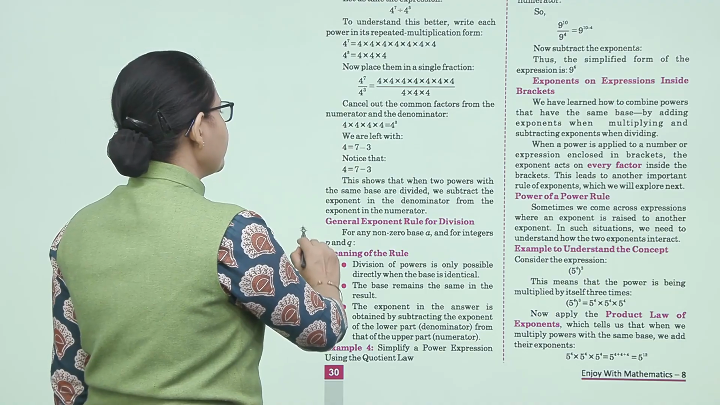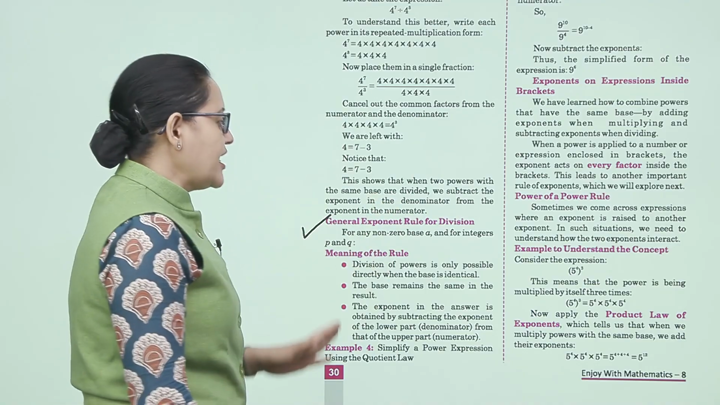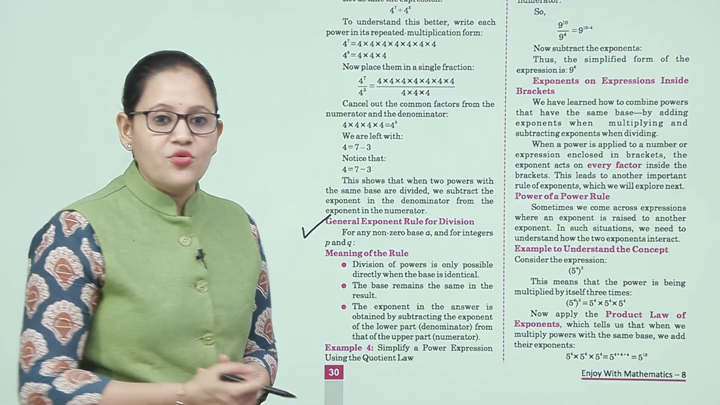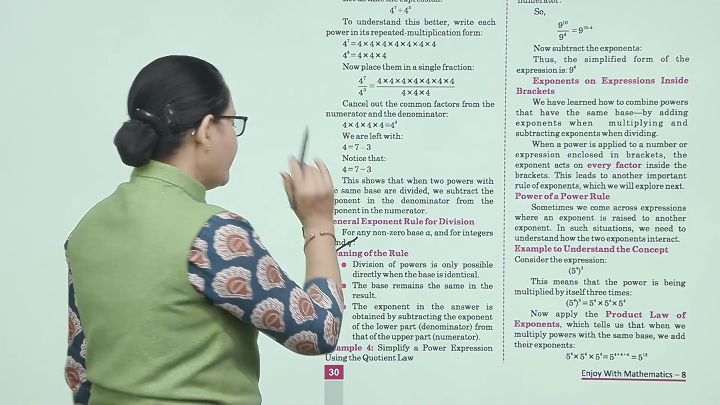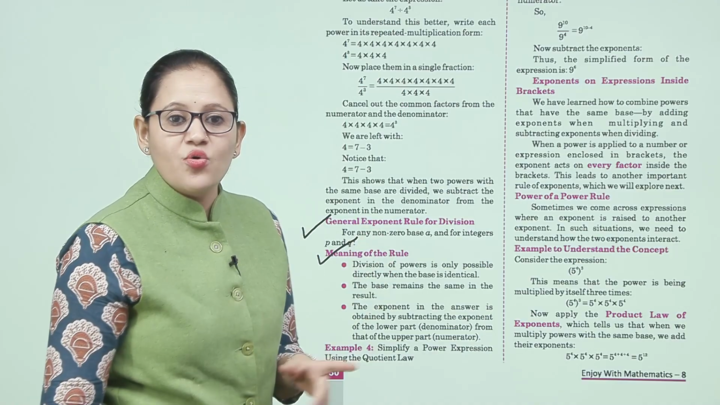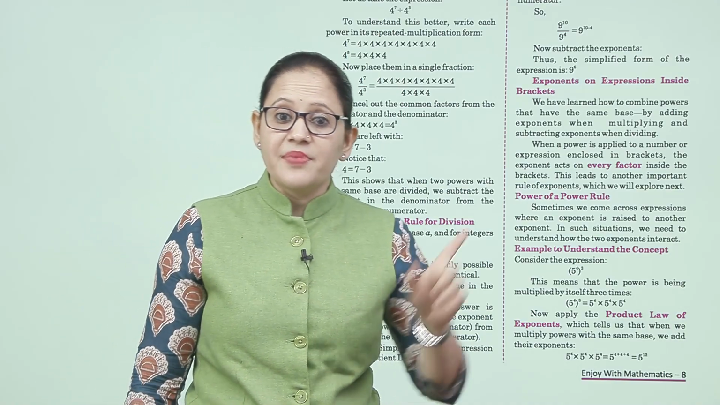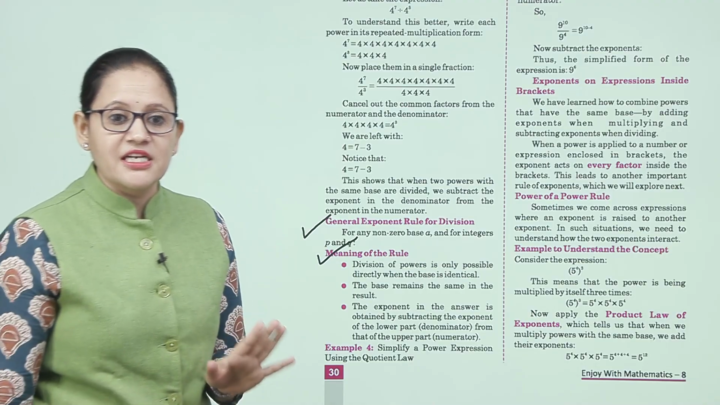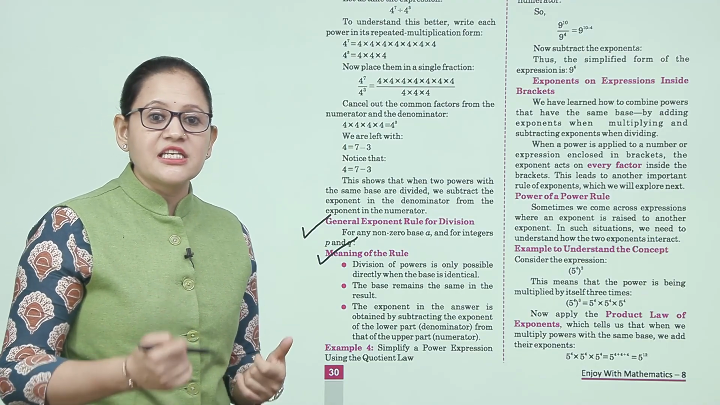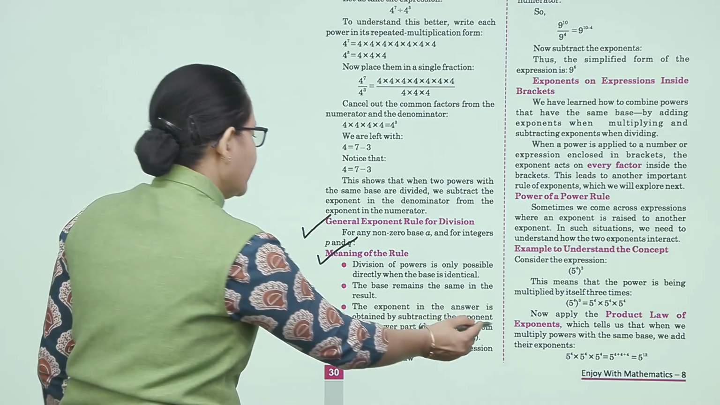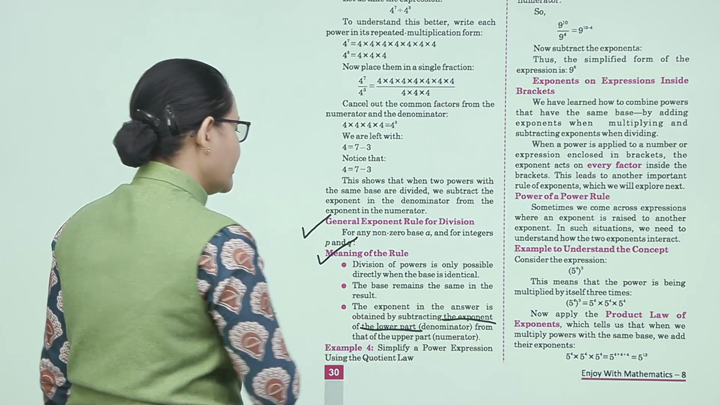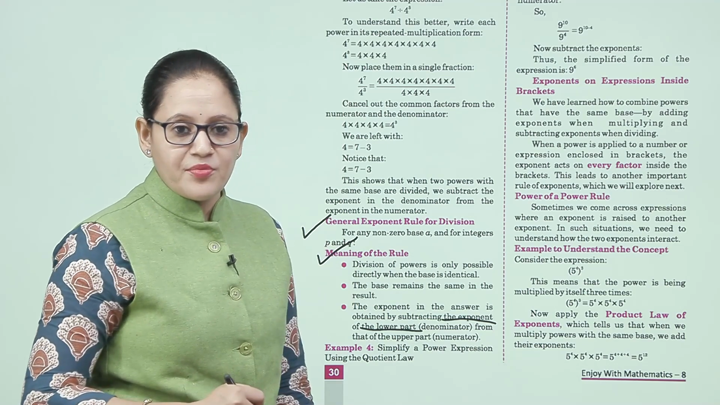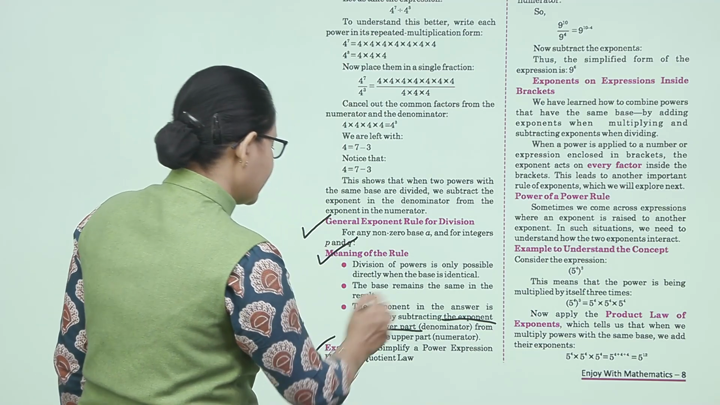Now, the general exponent rule for division, for any non-zero base a and integers p and q. Meaning of the rule: division of powers is only possible directly when the base is identical. The base should be the same. The base remains the same in the result. The exponent in the answer is obtained by subtracting the exponent of the lower part, meaning the denominator, from that of the upper part, meaning the numerator. Take an example here.